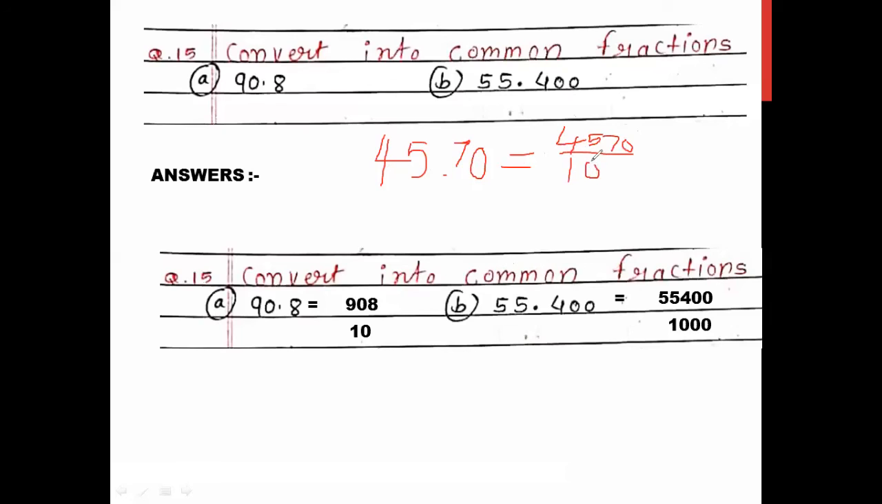So now in this way we convert these numbers into common fraction. 4570 upon 100. Clear? Yes. In this way you can convert the numbers. Okay. So understood all of you how to convert.